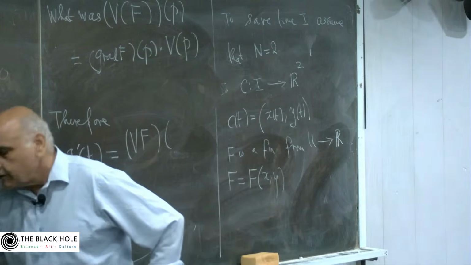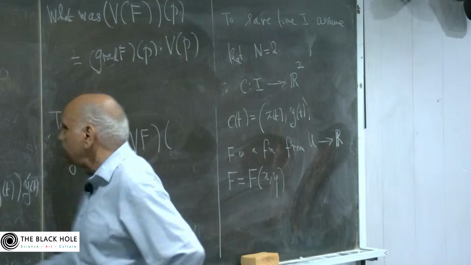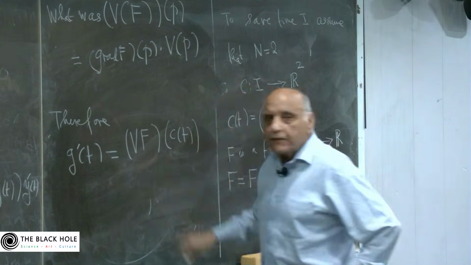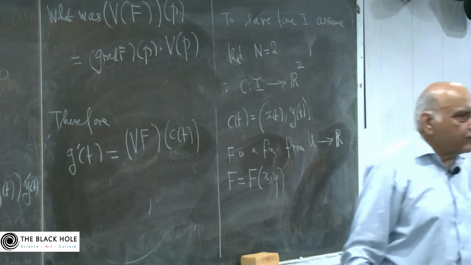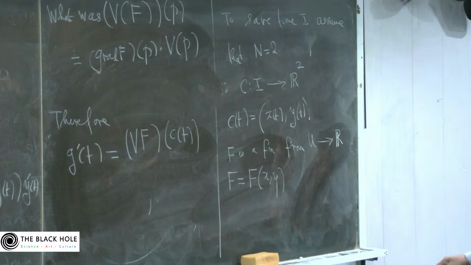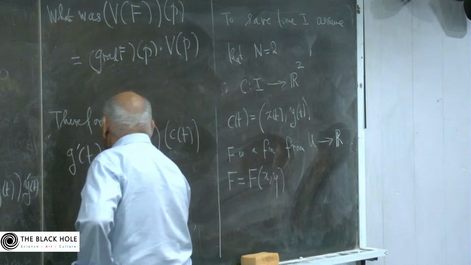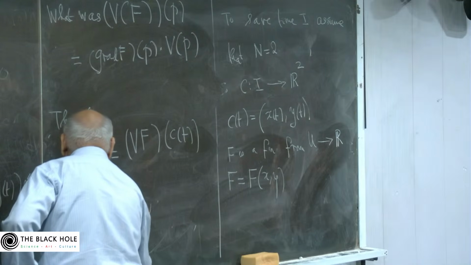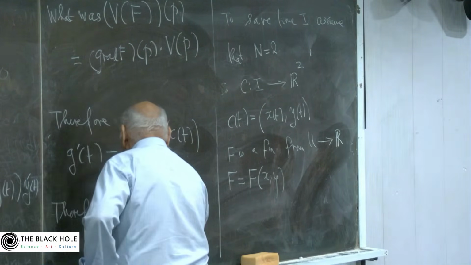x(t), y(t) was c(t), right? So, but what did we assume? Vf was always 0. So, this is 0. Therefore, g is a constant.